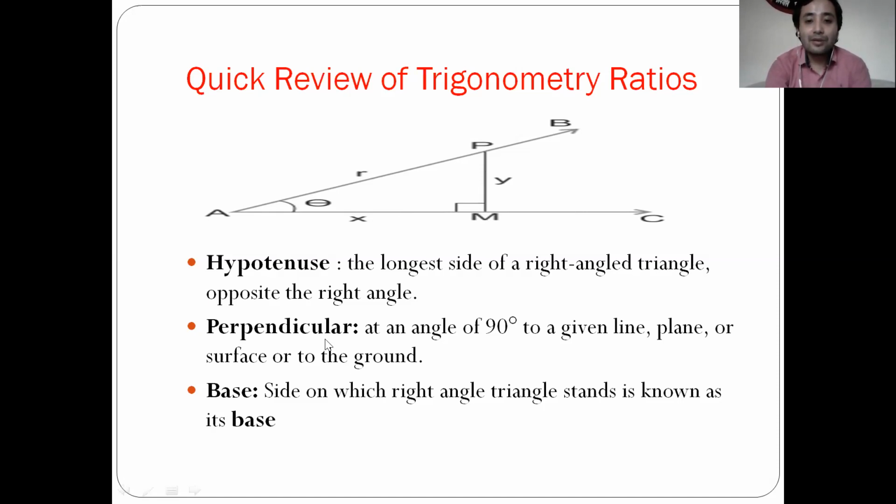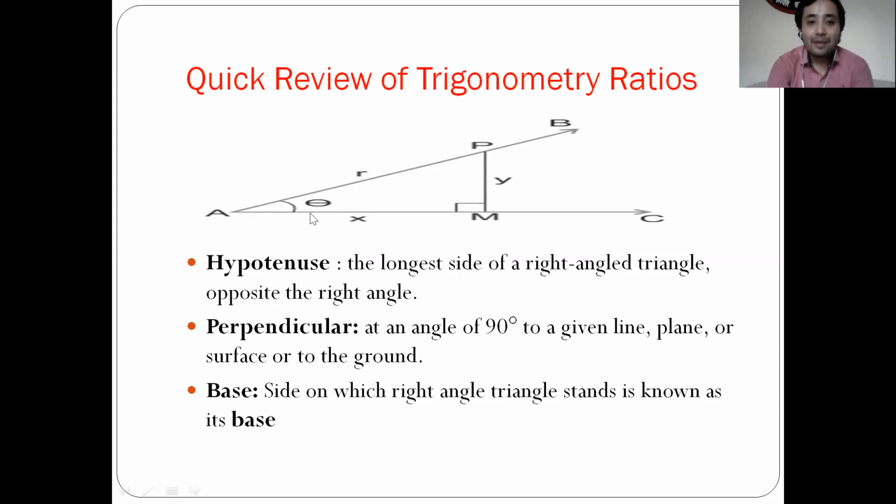Then perpendicular. Let us try to understand from this perspective. Let's say, for example, I am standing at point A. From point A, I am making an angle of theta with respect to the top of a tower. Let's say PM is the tower. With respect to the tower PM, I am making an angle of theta. That means whenever I view, I view from this point with an angle of theta. If the angle of inclination at A, that is me, is theta, then the side opposite to theta will be PM, that is the perpendicular, and the side on which the right angle triangle stands, that is AM, will be my base.